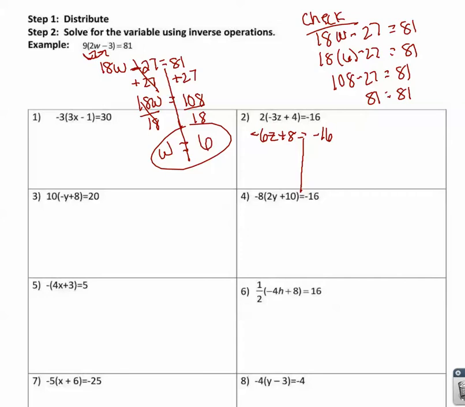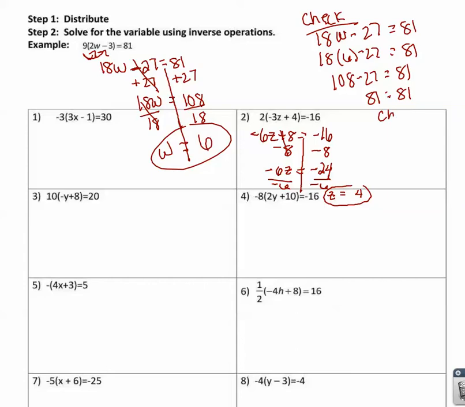You're trying to isolate your variable, so you want to move everything that is the furthest away to the other side first. So your positive 8, you're going to do the inverse operation of minus 8. Bring down what you have remaining. Negative 6z equals negative 16 minus 8, which is a negative 24. Now you want to divide each side by negative 6, and you get z equals a positive 4.